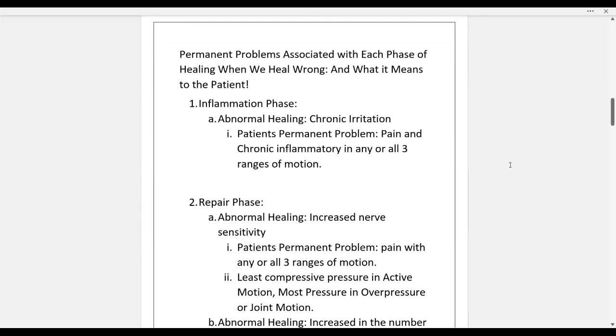Permanent problems associated with each phase of healing when we heal wrong and what it means to the patient. So these are permanent problems. So the inflammation phase, abnormal healing from chronic irritation. Patient's permanent problem, pain and chronic inflammation in all three ranges of motion. So if the person has abnormal healing in the inflammation phase, that's called chronic inflammatory disease. You've heard that before. Chronic inflammatory disease. Patients, they have pain and chronic inflammation in any and or all three ranges of motion.